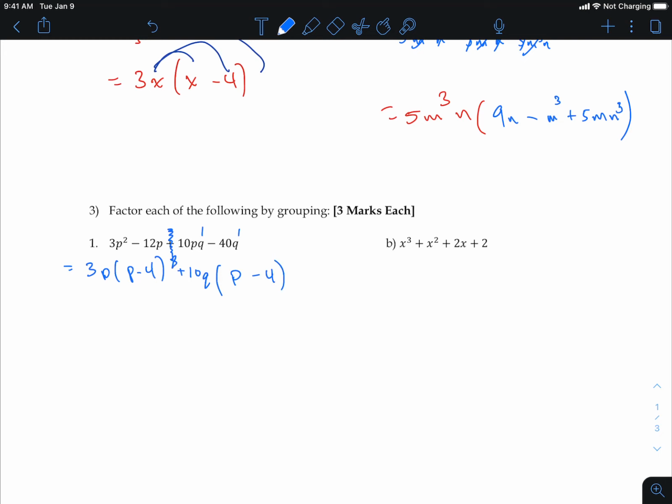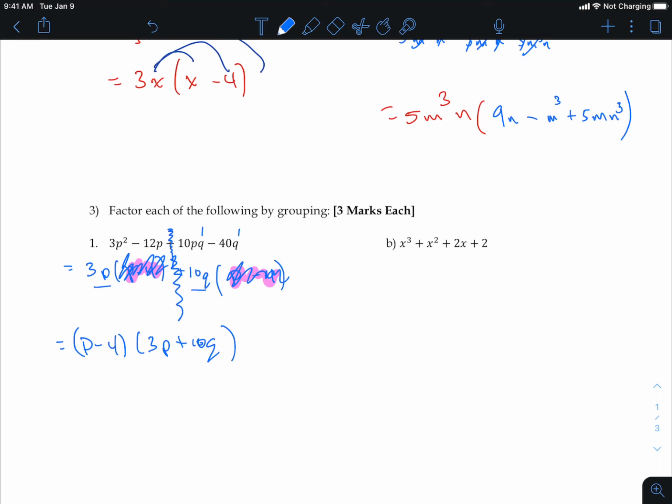Now I still have 2 halves here, and on either half, I see that there's a p minus 4. So across both halves, I can take the p minus 4 out. Right? And then what's left after I remove them? 3p plus 10q. That's it. That's factoring by grouping.